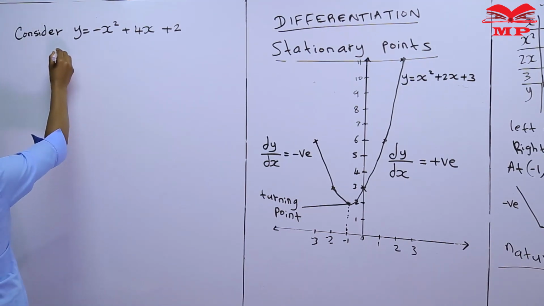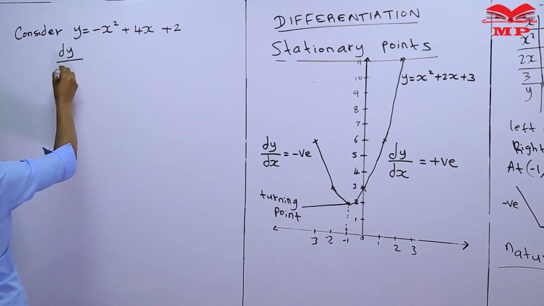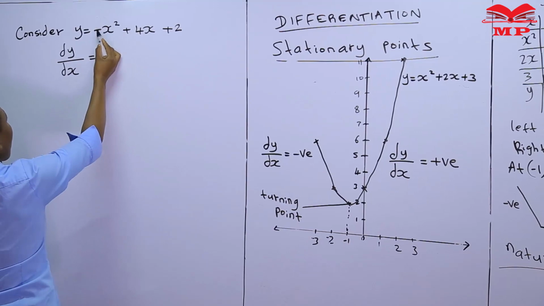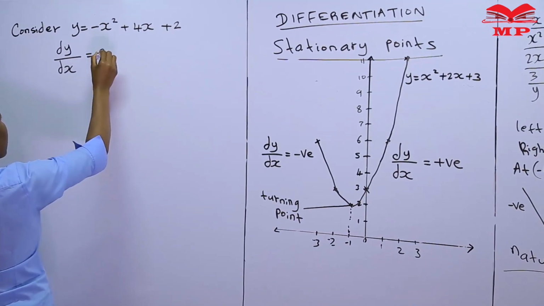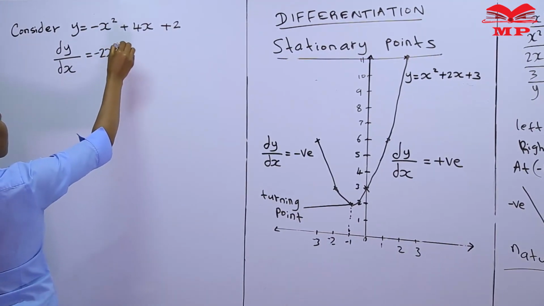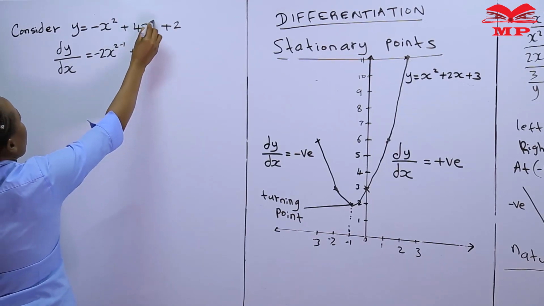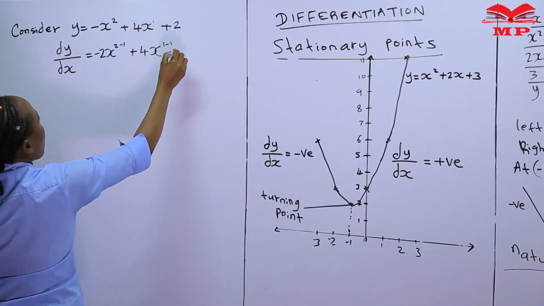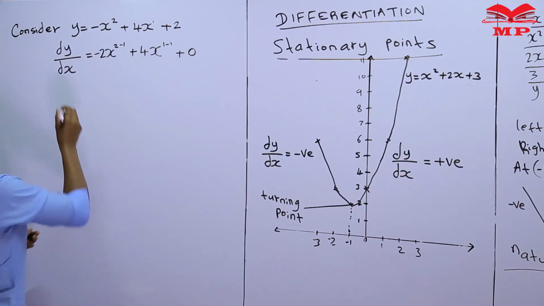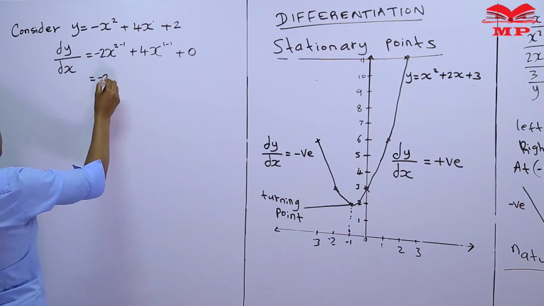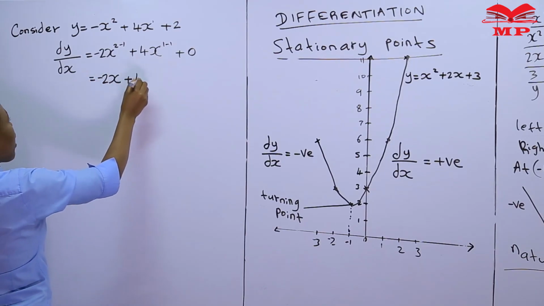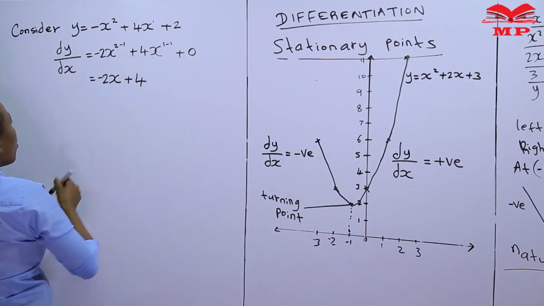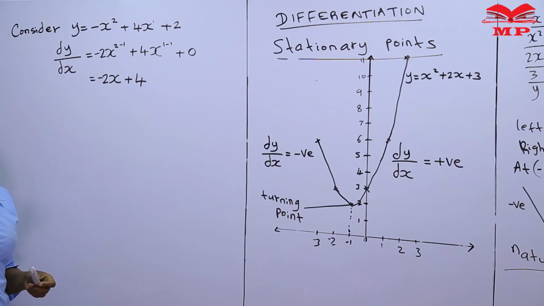So in this, we need to get the gradient function dy over dx, whereby we have 2 times the coefficient here, which is -1. We get -2x to the power 2 minus 1, then plus 4x to the power 1 minus 1, then plus 0. So we are going to have -2x plus 4. That's what we have as the gradient function.